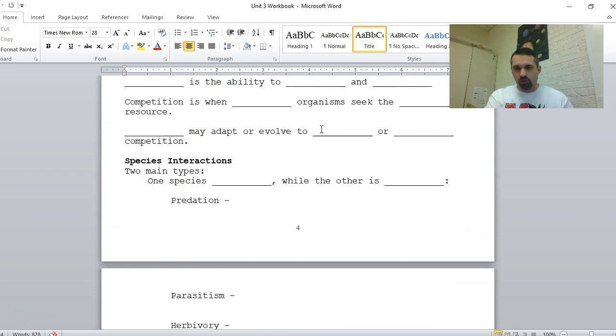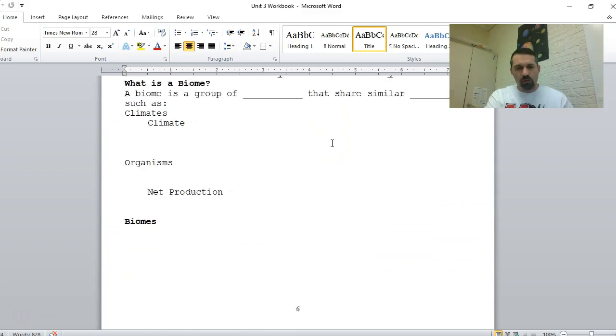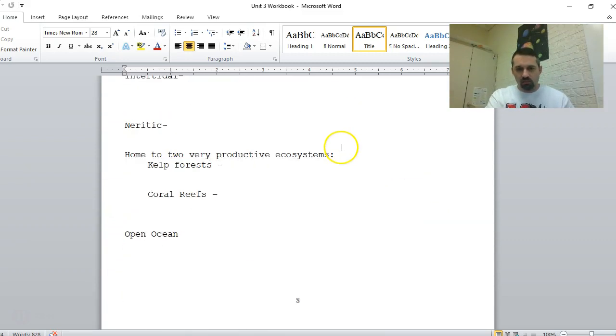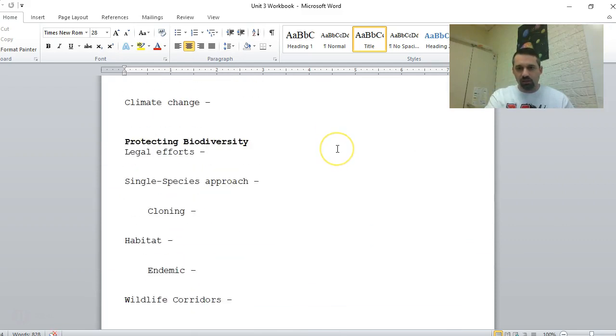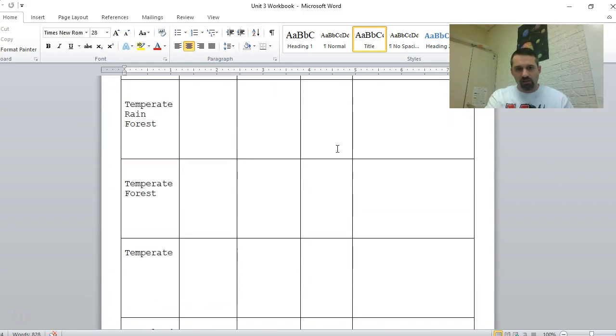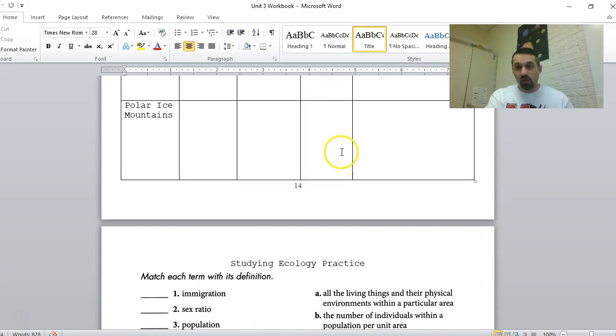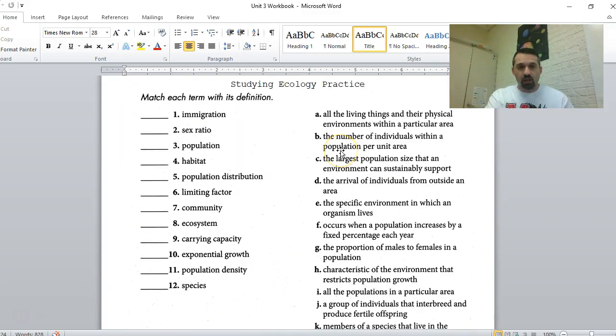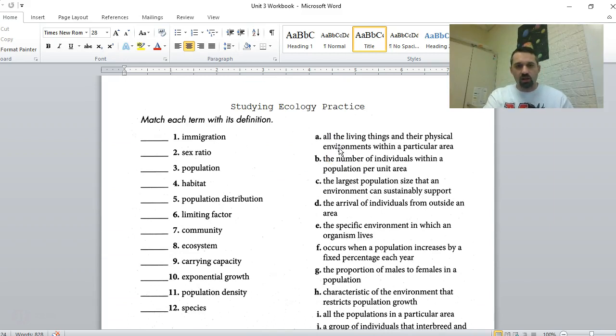And we're going to go ahead and turn to page 15, I think it is. So go past all these notes that we get to take. All right. Our projects, go past all that, which I'll talk about the projects on Wednesday. And we get to right here, studying ecology practice. All right. So we got to match the term with its definition. So it's just matching.